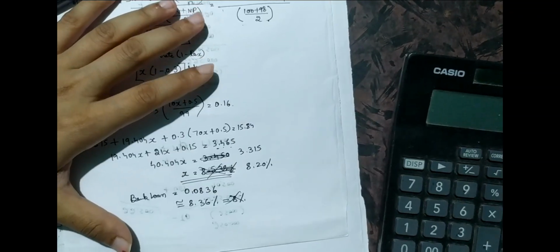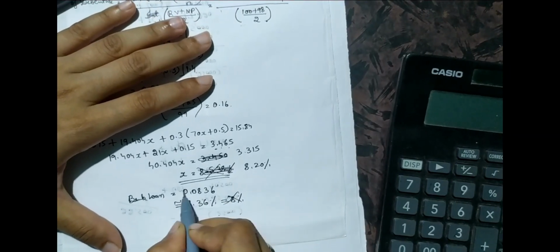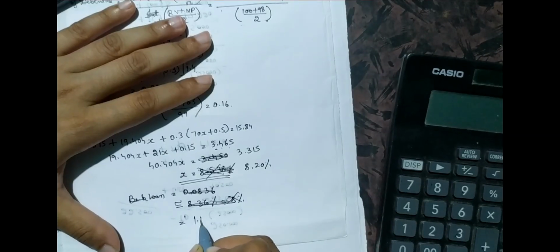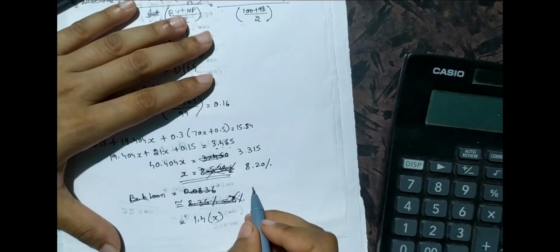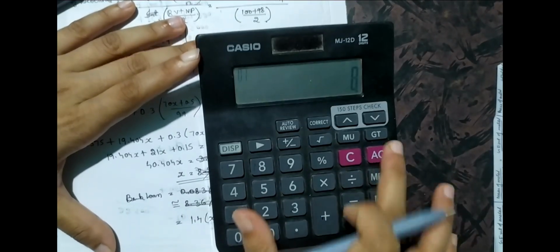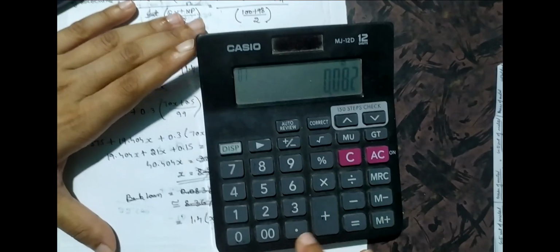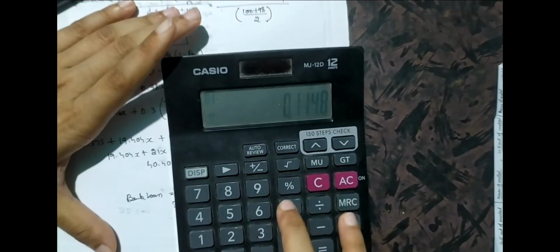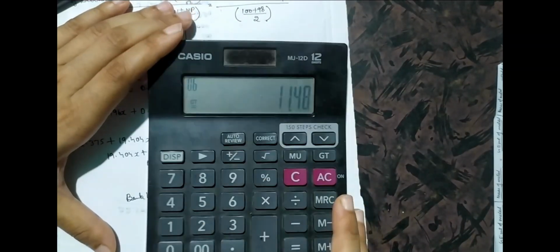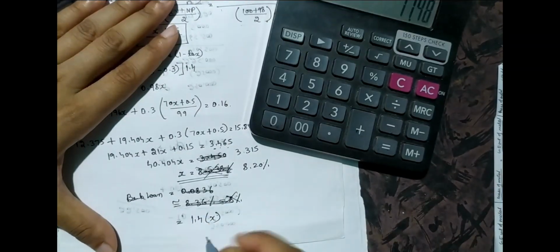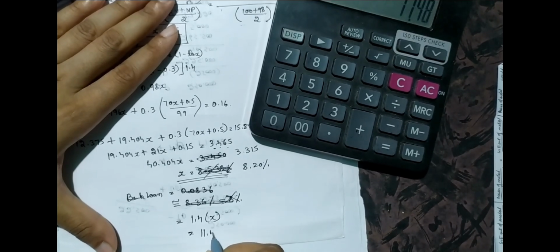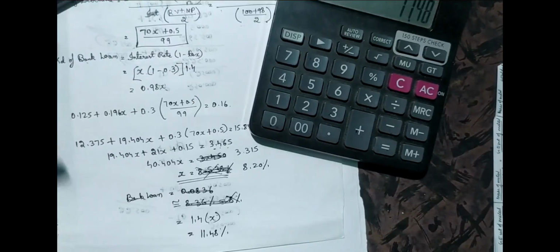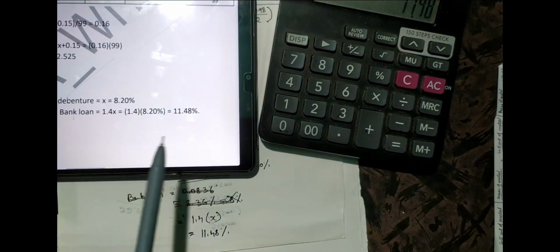And so next for bank loan, again this got wrong because of the above answer. So it is 1.4 times of x. So here x is 8.2%. So 8.2 into 1.4, this comes out to be 0.1148, which means 11.48. So sorry for this silly mistake. So 11.48% is the KD of bank loan, same as given in the solution.